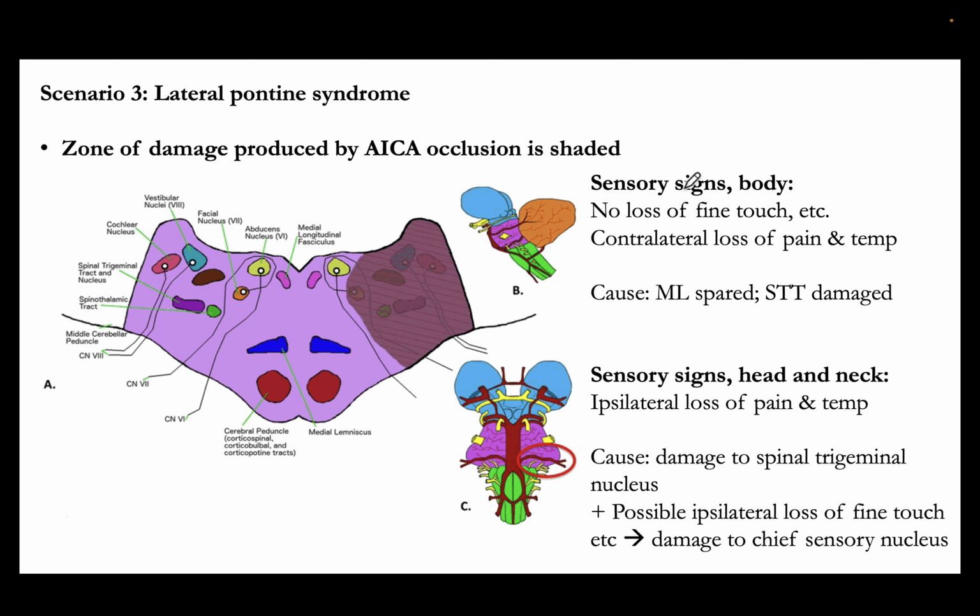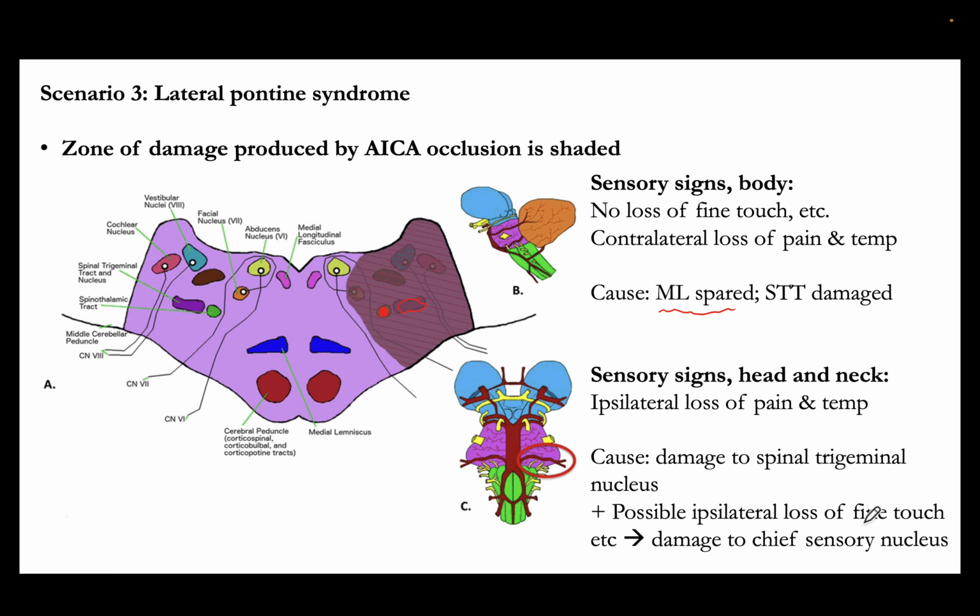Now, in terms of sensory function, again, there's no loss of fine touch and proprioception. There's contralateral loss of pain and temperature in the body, and that's because the medial lemniscus is spared and the spinothalamic tract is damaged. Here's the tract damage. In terms of the head, face, and neck, there's damage to the spinal trigeminal nucleus, and that causes ipsilateral loss of pain and temperature in the face. It can also involve ipsilateral loss of fine touch, proprioception, etc., due to damage of the chief sensory nucleus in the pons.